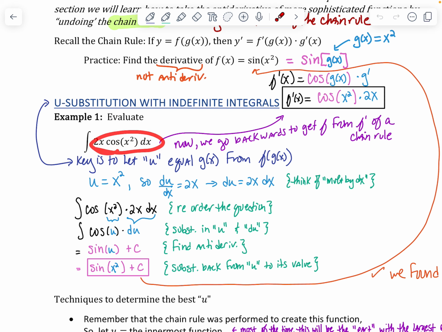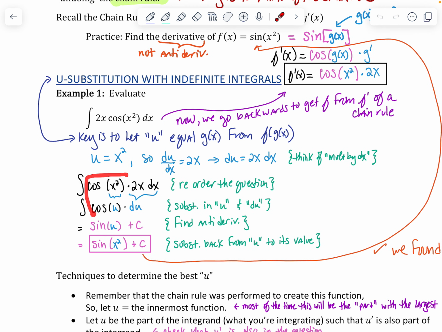So going back to my original question, I'm going to first reorder the question. I'm going to take the cosine of x squared and put that first, and then I'm going to scoot the 2x next to my dx. The reason I did that is now I can focus on cosine of something, or in our case x squared, where we're letting x squared be rewritten as u. All of that other stuff, the 2x dx, I'm saying is equivalent to du. Really important that we put both the u in the function and have the du notation on the end, so it's clear which variable we're integrating over.